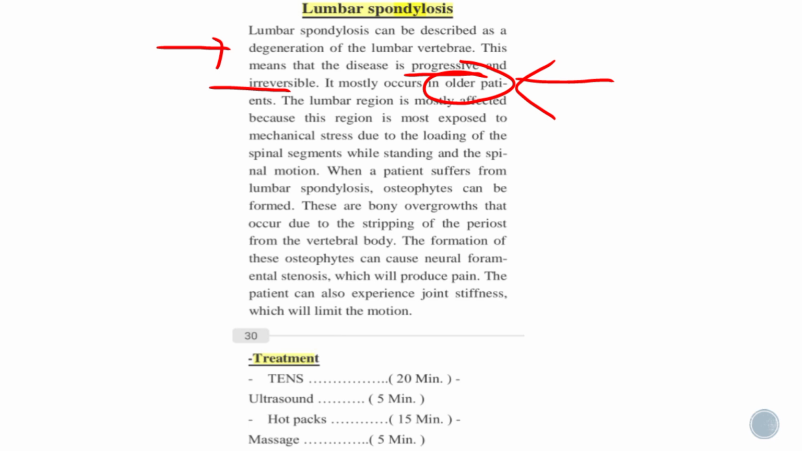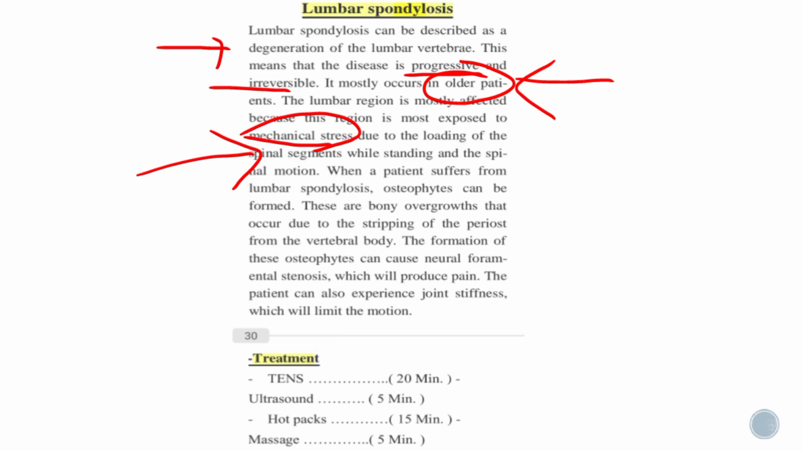The lumbar region is mostly affected because this region is exposed to mechanical stress. All the upper extremity and trunk weight is exposed to the lumbar spine, so the mechanical stress is more on the lumbar spine due to the loading of the spinal segment while standing and during spinal motion. There is always more load on the lumbar region.